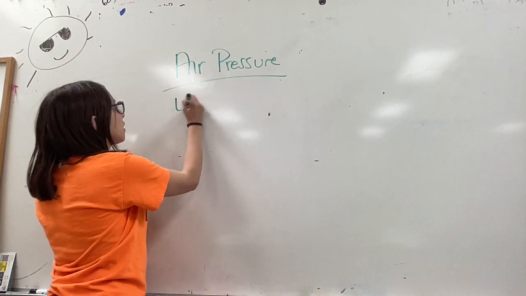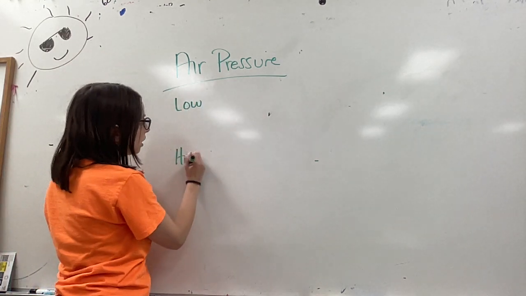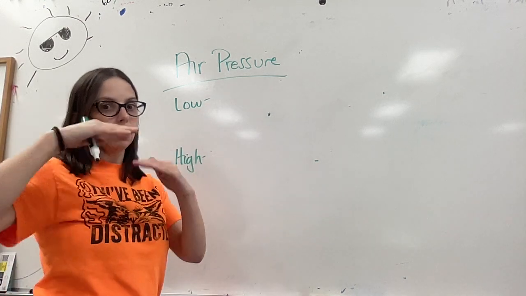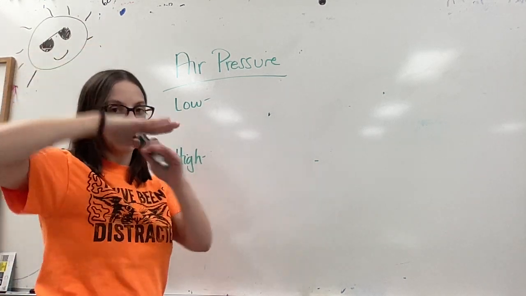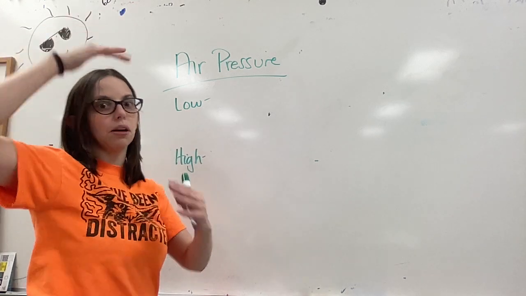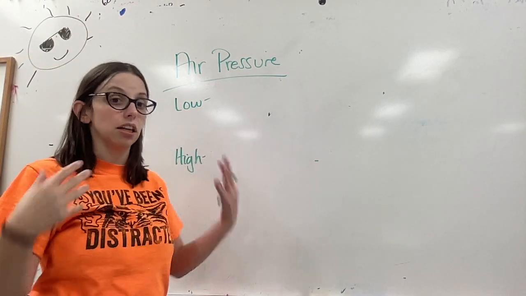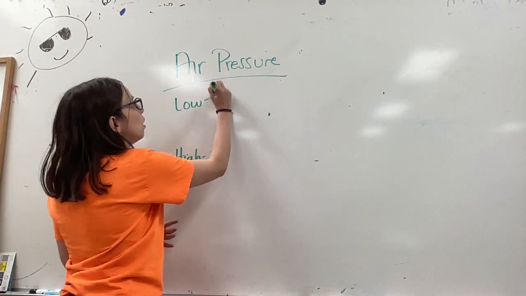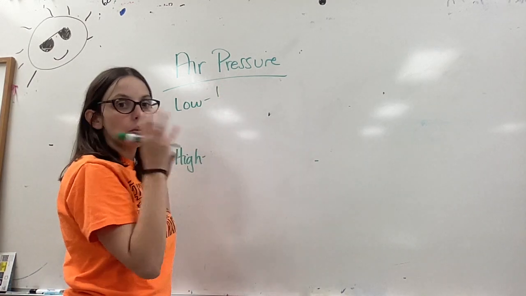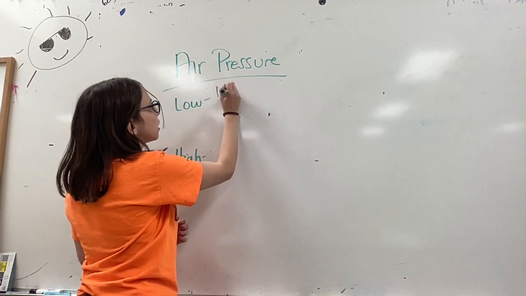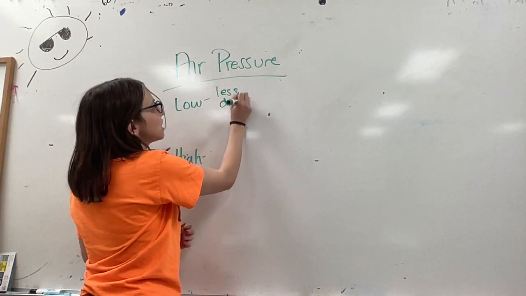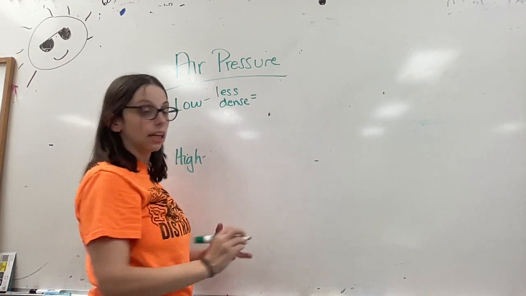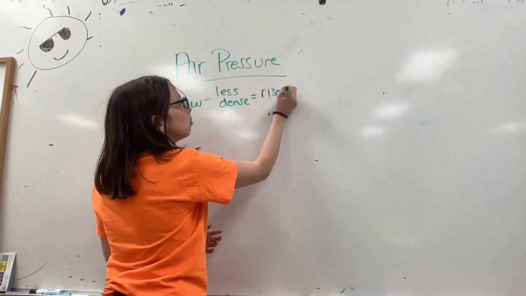Now, with high and low pressure, sometimes this can get a little bit confusing because when we hear words like high and low, we think about elevation. So things that are low are down here and high is up here. But with air pressure, it's actually the opposite. When we say something has low air pressure, what we mean is it has low density. So low pressure air is less dense. Now, why is that important? Well, less dense things want to rise.